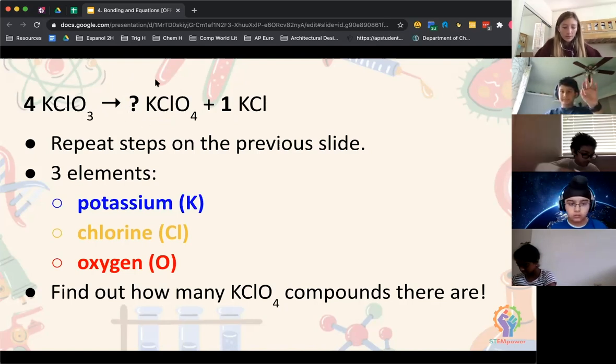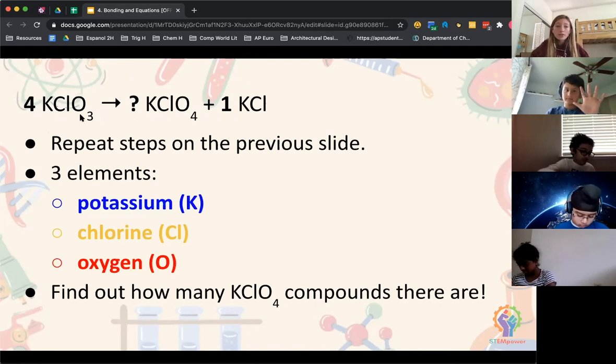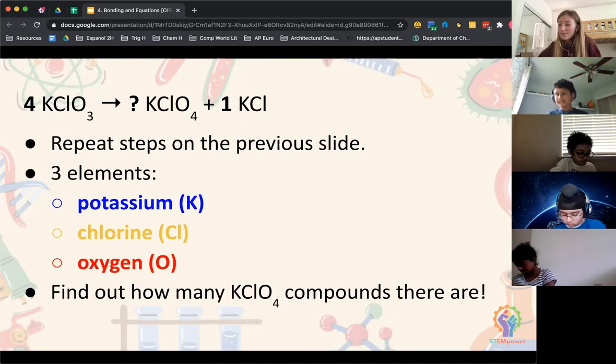So I know it's a little bit tricky. But once we know that there's 4 potassiums, 4 chlorines, and 12 oxygens, once we subtract, yes, Nikhil? I think I know how many mystery compounds there are. How many? 3. Yeah, exactly.